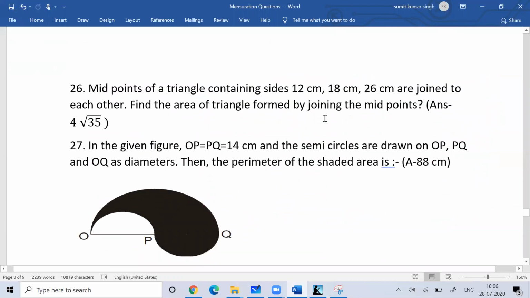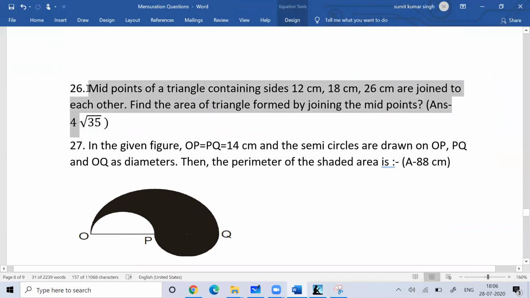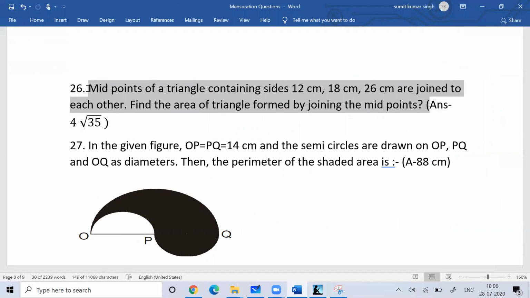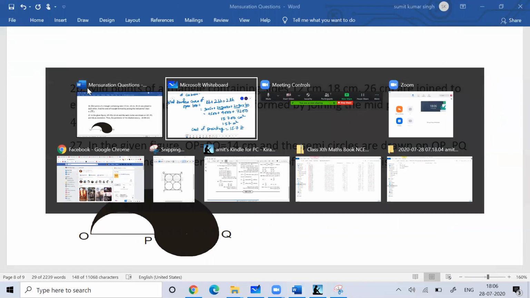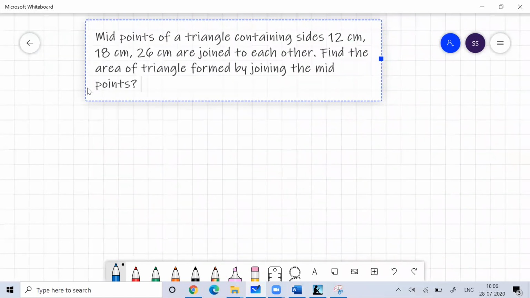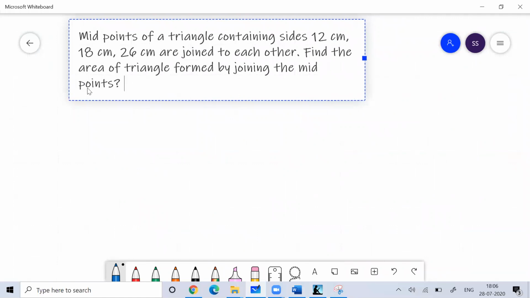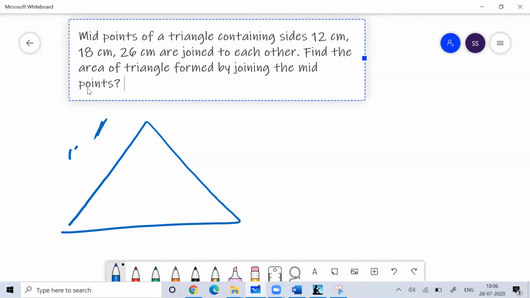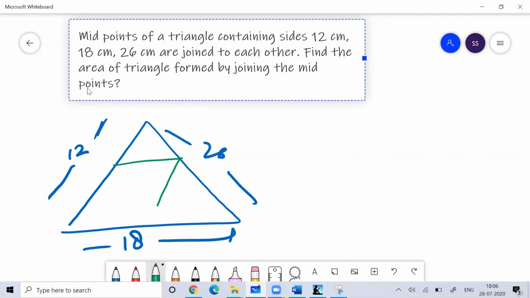Now see the next question. The three sides of a triangle are 12, 18 and 26. What you are doing is taking the midpoints of this triangle, and with that you are creating a new triangle.